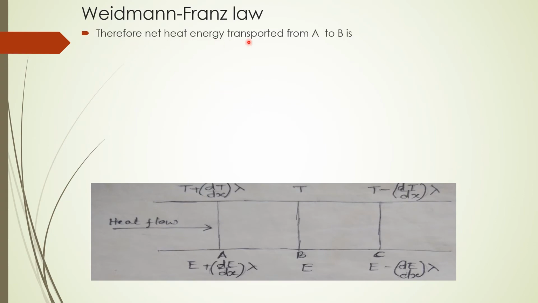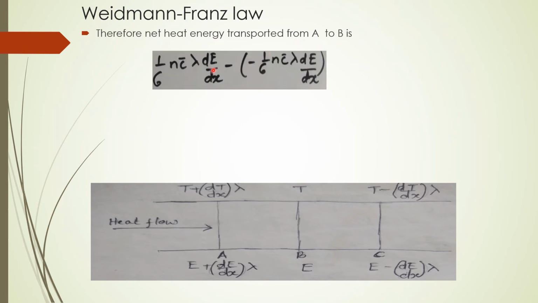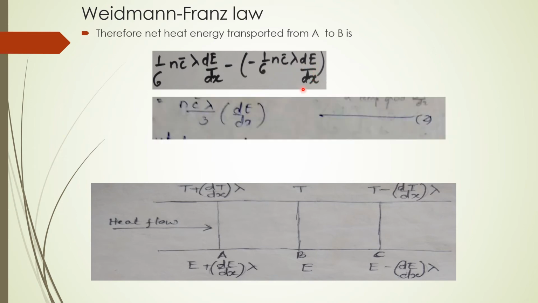Therefore, the net heat energy transported from A to B is the difference of both: 1 by 6 n c bar lambda dE by dx minus of minus 1 by 6 n c bar lambda dE by dx. This is 2 by 6 and hence it reduces to 1 by 3 n c bar lambda dE by dx. Equation number 2.